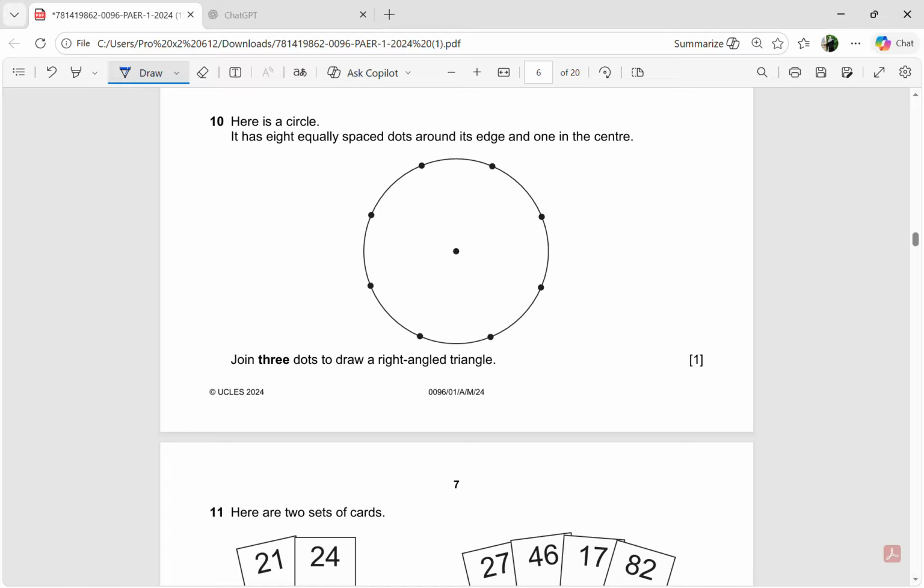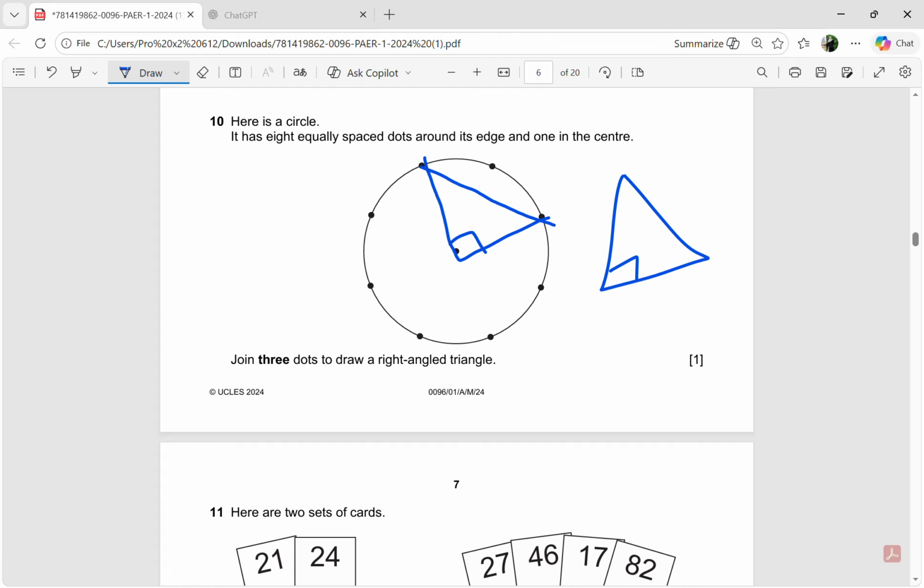We are asked to join 3 dots to draw a right angle. We know a right angle has 90 degrees. So one way we can form it is this way. Students can identify other ways. So this is a right angle triangle.